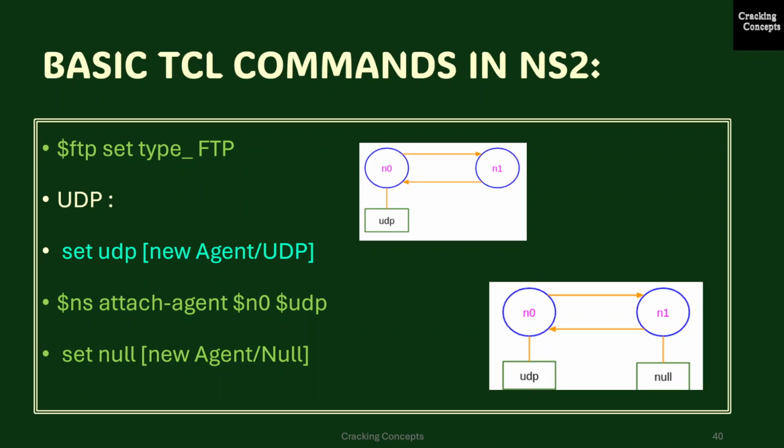Here the command set UDP [new Agent/UDP] gives a pointer called UDP, which indicates the UDP agent, which is an object of NS. Then the command $NS attach-agent $N0 $UDP defines the source node of the UDP connection. The next command set null [new Agent/Null] defines the destination of UDP by a pointer called null. These processes are shown in this figure where N0 is the UDP source and N1 is the null. That is the destination.